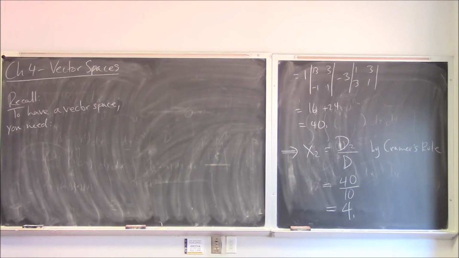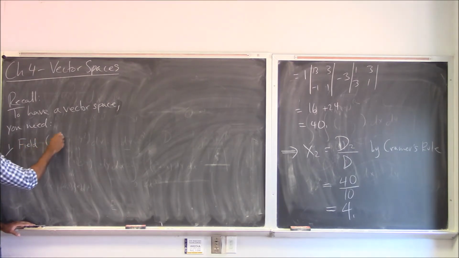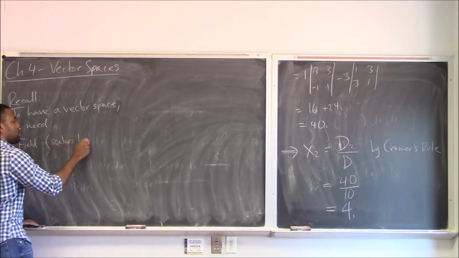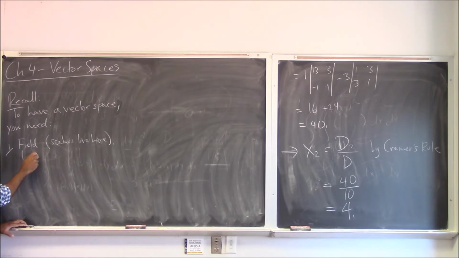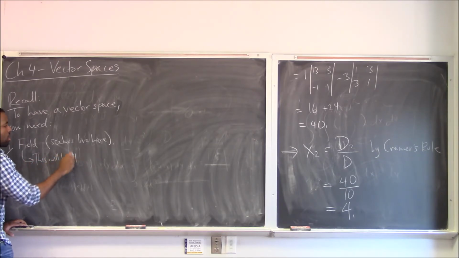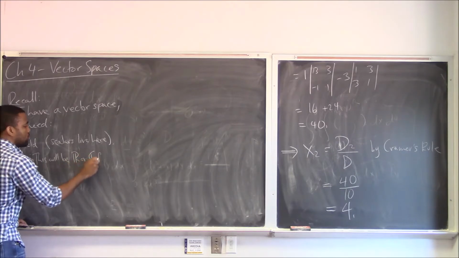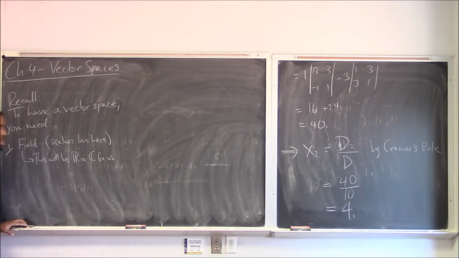That you have a field. One, you need a field. This is where your scalars come from. Scalars live here. This will be R or C or Q. There are other fields out there, but we'll mostly use R and C in this class. So you need a field. That's where you're going to get your scalars from.